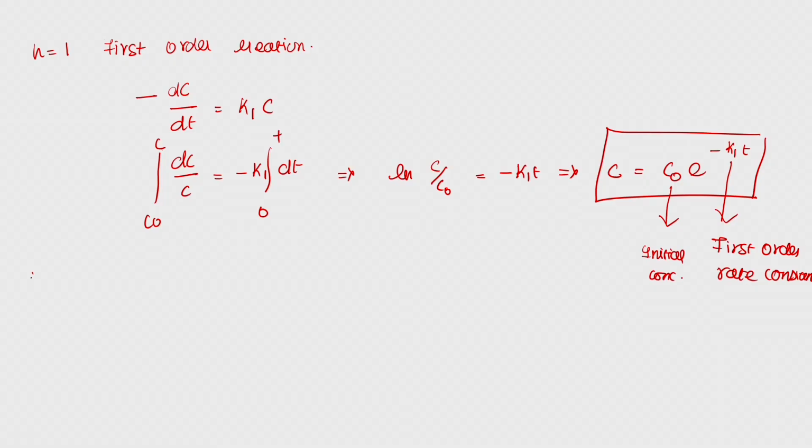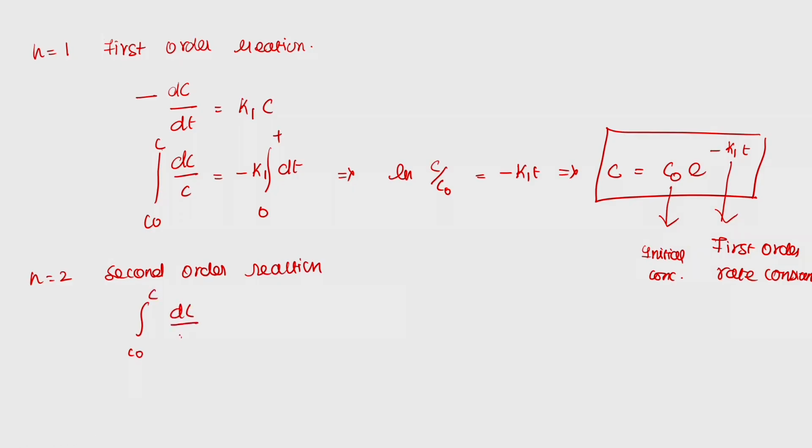The same thing for n equal to 2, which is a second order reaction. So, from C naught to C, dC upon C square is nothing but minus K2 integral 0 to t dt. So, this is the integral from C naught to C of C power minus 2 dC.